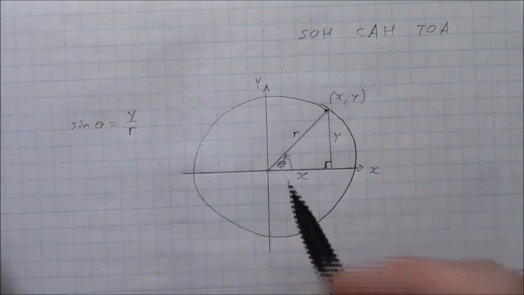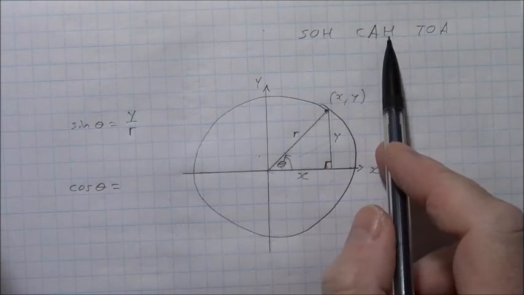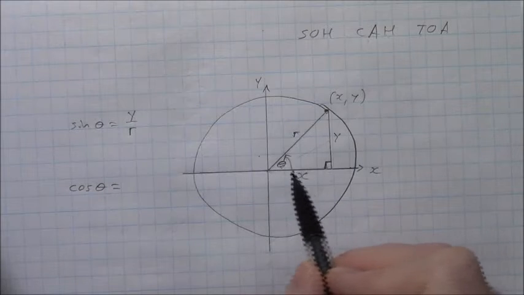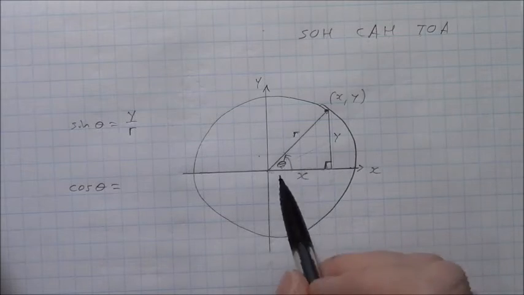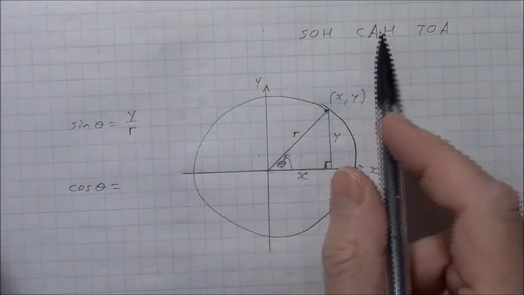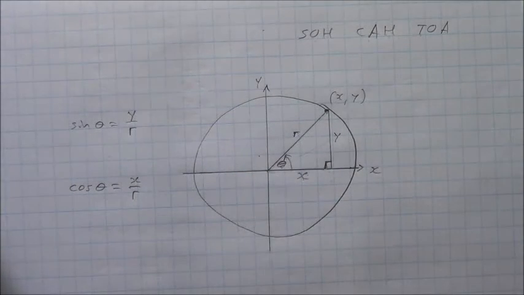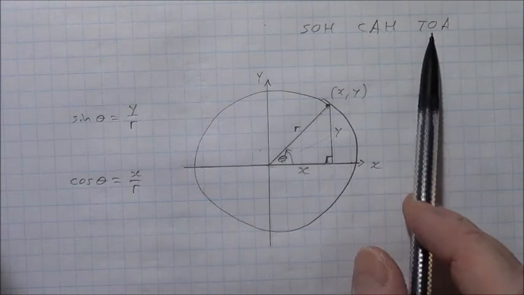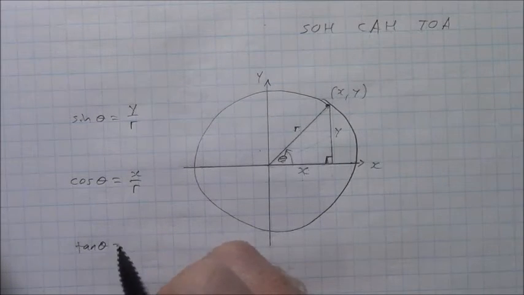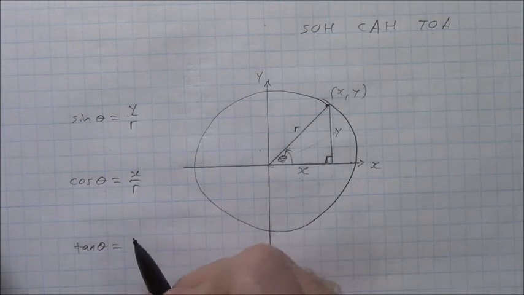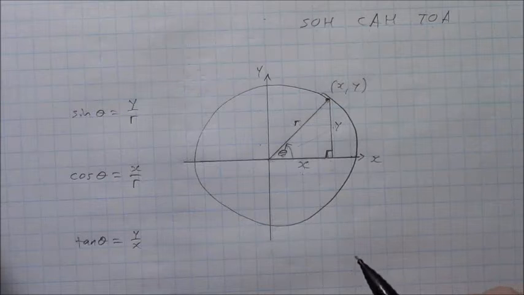Then if we go to cosine, the cosine of the angle theta is adjacent over hypotenuse, and the adjacent side in this case is this side beside, adjacent means beside, this side adjacent to the angle, and it's adjacent over hypotenuse, which is x over r, like this. And then the last one would be tangent, which is opposite over adjacent. So tangent theta being opposite over adjacent is y over x. Okay, so far so good.